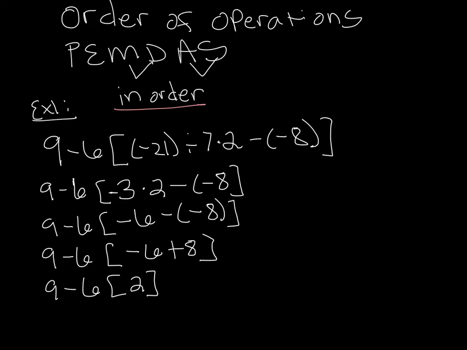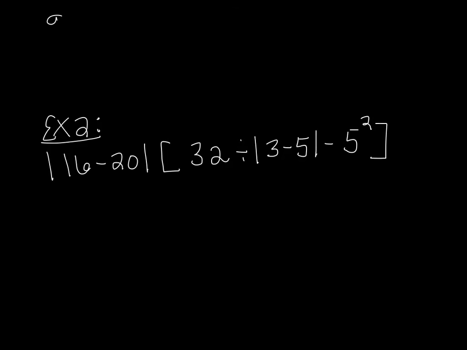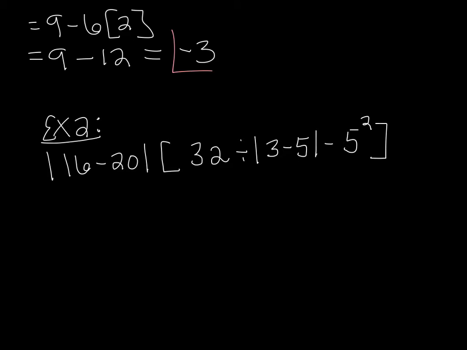Okay, and now here's the really tricky part. A lot of students really want to say 9 minus 6 is 3. But remember, our order of operations says we need to multiply that first. So what this then becomes, moving to the next slide, we had 9 minus 6 times 2. So now that becomes 9 minus 12, which is equal to a negative 3. So negative 3 is our final answer.